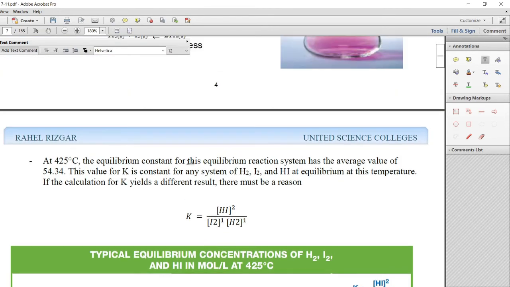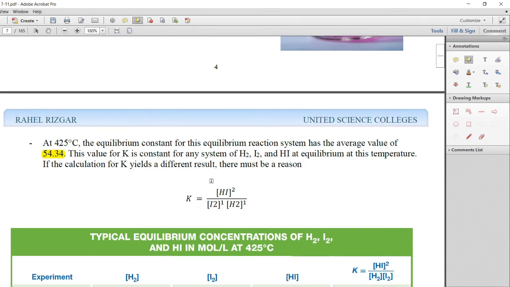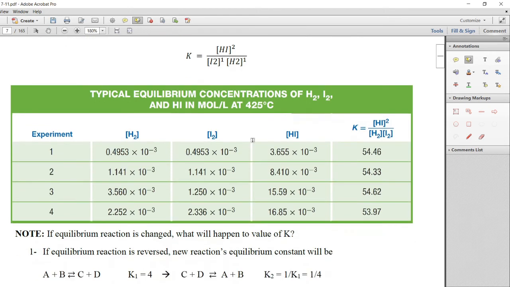And also, for this reaction, we have a general value of K here, which is like 54.34. This is an average. We mentioned before that even by changing concentration, K will not change. So look at this table also. Of course, as you can see, there are many different combinations of concentration of hydrogen, iodine, or hydrogen iodide, but still K is around 54. It's not changing, it's still constant.